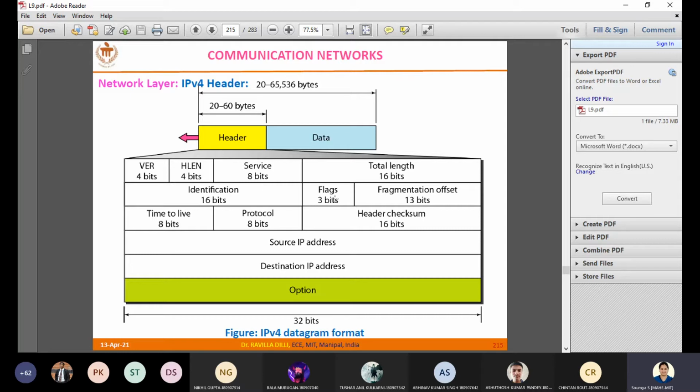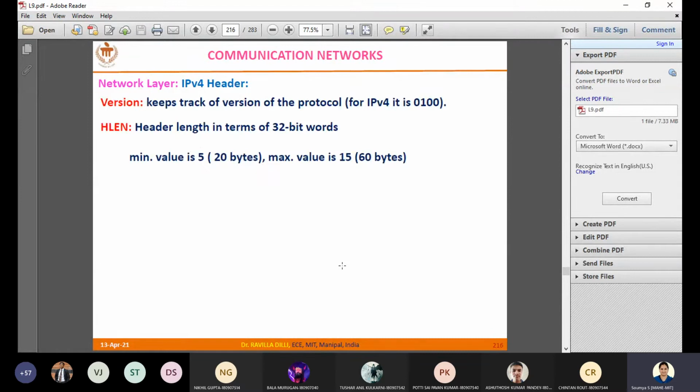Then identification, flags, fragmentation offset, time to live, protocol, header checksum, source IP address, and destination IP address, both being 32 bits each. Now, what is version? Version is to keep track of the version. Here it is IPv4. Since it's version 4, its binary equivalent will be 0100. Fine, 100 is 4.